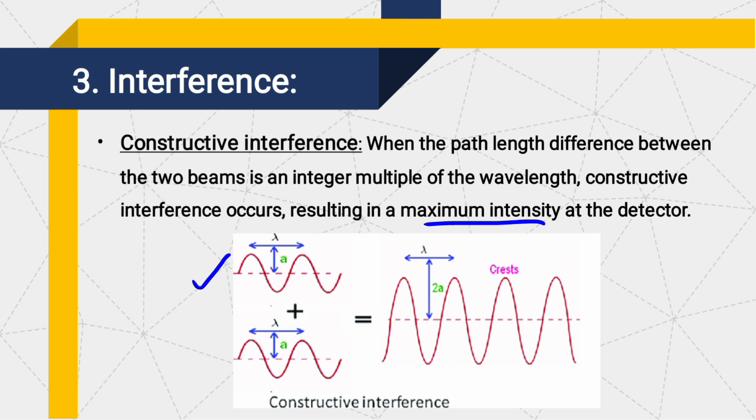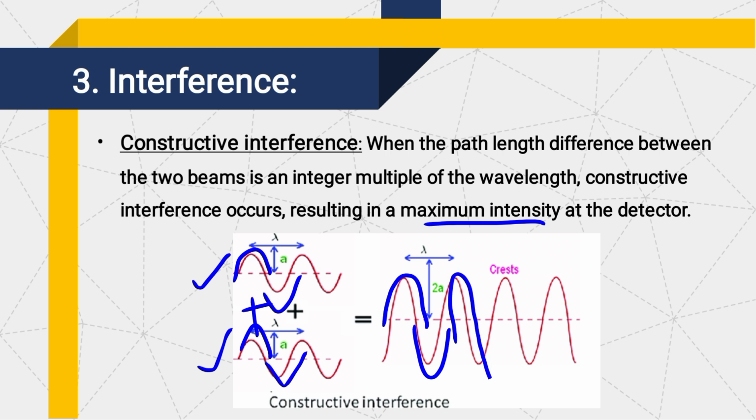Suppose this is the first wavelength that comes from the stationary mirror and this is the second one that comes from the moving mirror. If both of these have the same path length, it will result in a higher, increased amplitude. Both of their crests are added together and their troughs are added together, leading to an increased amplitude and maximum intensity at the detector.